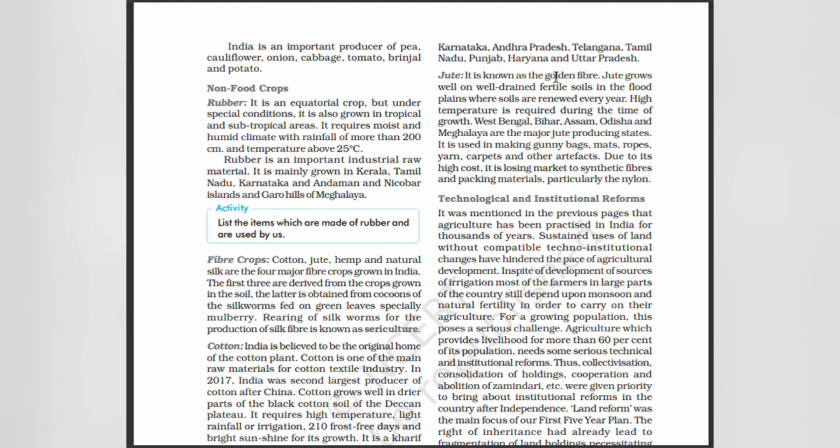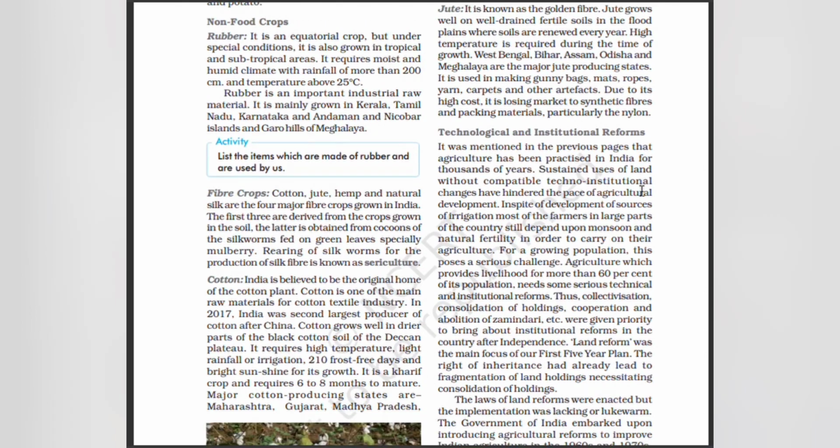Jute. It is known as the golden fiber. Jute grows well on well-drained fertile soils in the flat plains where soils are renewed every year. High temperature is required during the time of growth. West Bengal, Bihar, Assam, Odisha, and Meghalaya are the major jute producing states. It is used in making gunny bags, mats, ropes, yarns, carpets, and other artifacts. Due to its high cost, it is losing market to synthetic fibers and packing materials, particularly nylon.